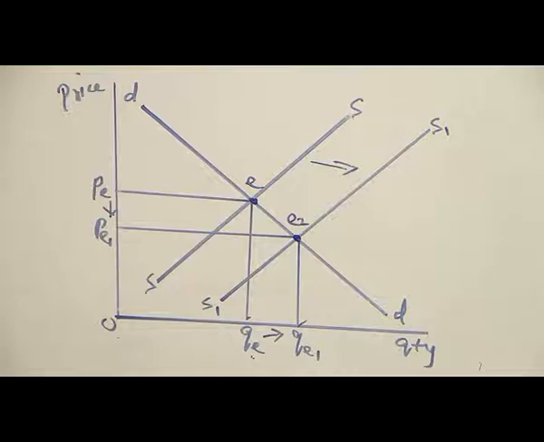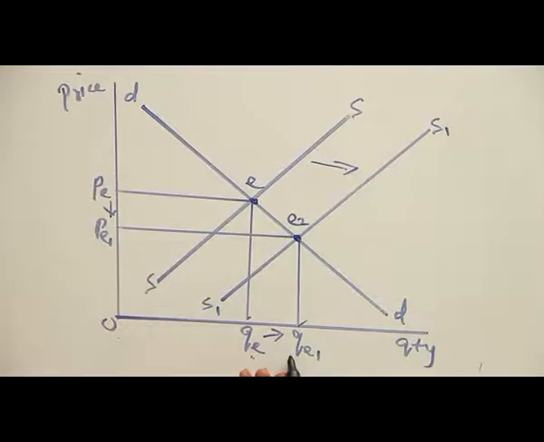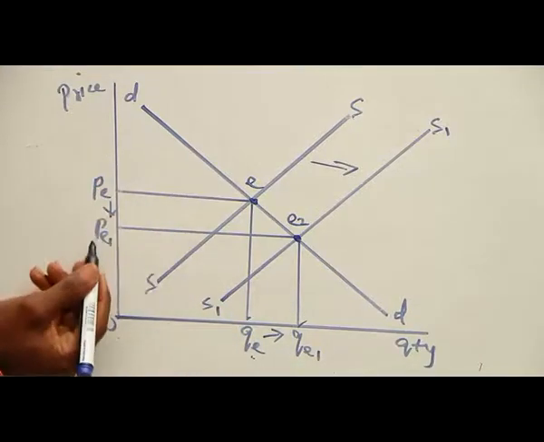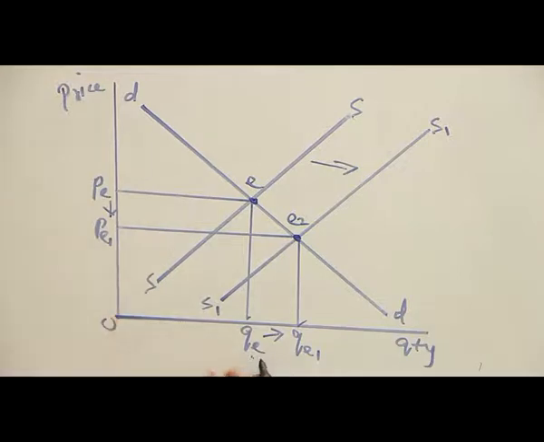Now, look at the diagram very well again. A fall in equilibrium price and a rise in equilibrium quantity. That is, whenever we have increase in supply, it will have an effect on equilibrium price and quantity. And the effect will be what? A decrease in equilibrium price from PE to PE1 and an increase in equilibrium quantity from QE to QE1.